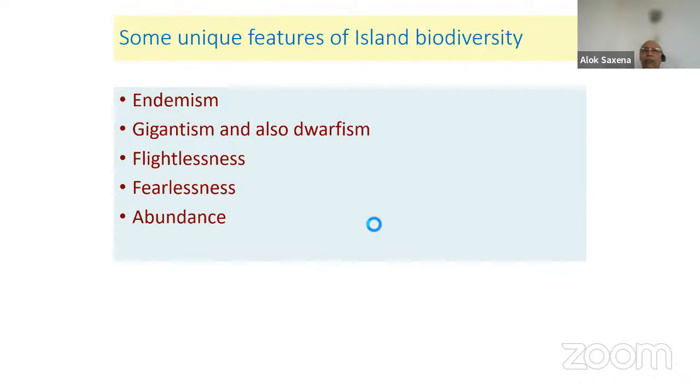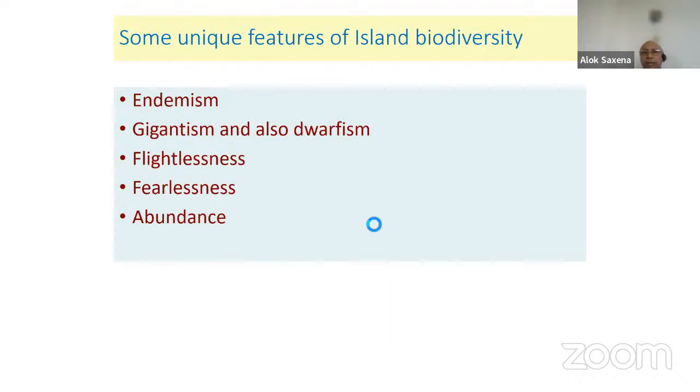On islands there was no predator, so birds were not required to fly. They were getting their food resources very easily. There was no danger to them. So slowly their flight muscles became very weak. They were able to fly only a very small distance, and this has been one of the reasons for their going extinct. And another similar feature is fearlessness.